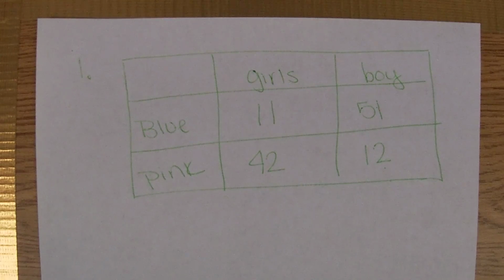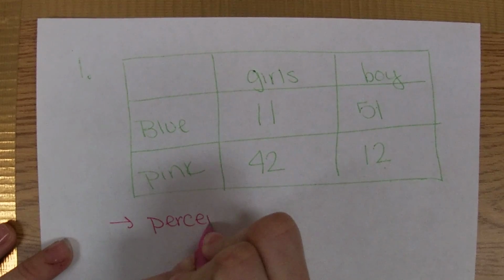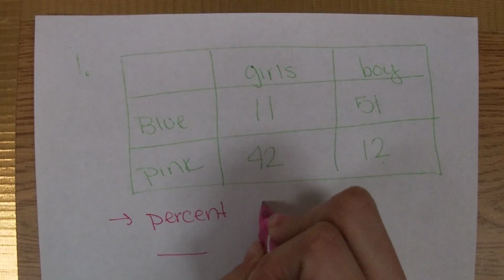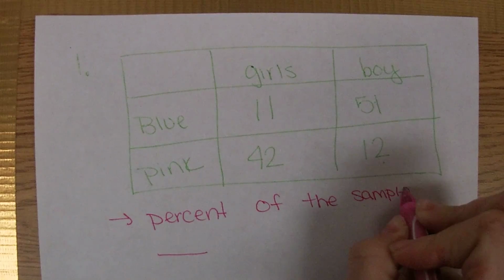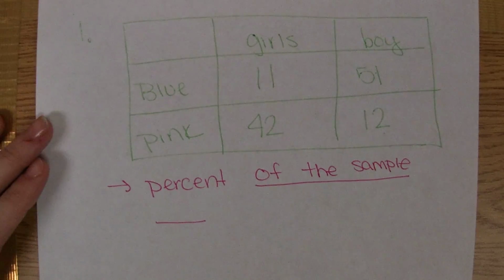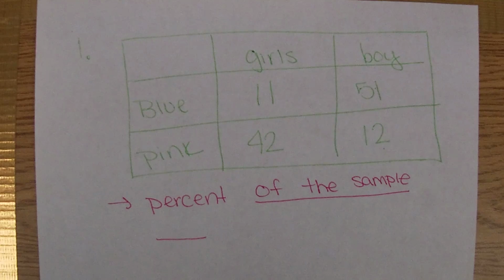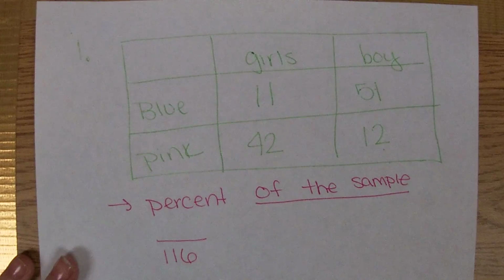But if we want to calculate maybe the percent, whenever we read the word percent, we know we're going to make a fraction. So maybe the percent of the sample. Whatever we read after the word of is what's going on the bottom of our fraction. So the percent of the sample. We want to add up everyone in the sample. Again, just pull out a calculator, start adding everything up. When we add these all up, we get 116.